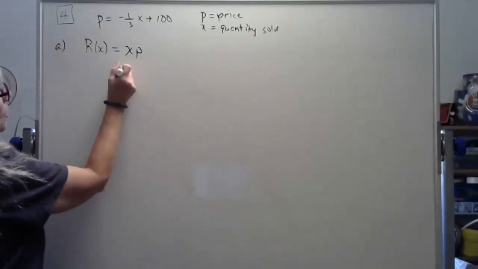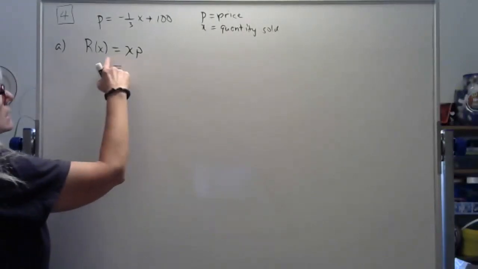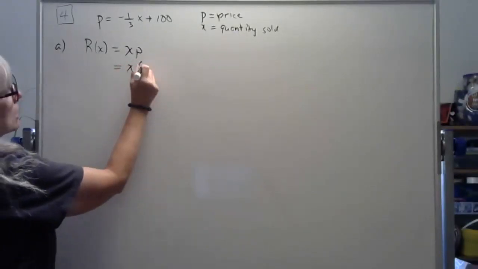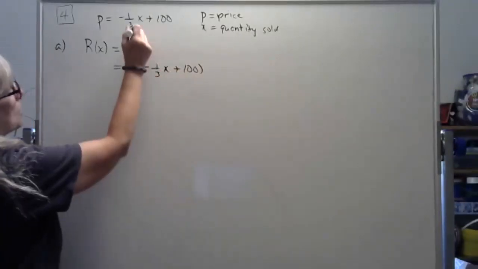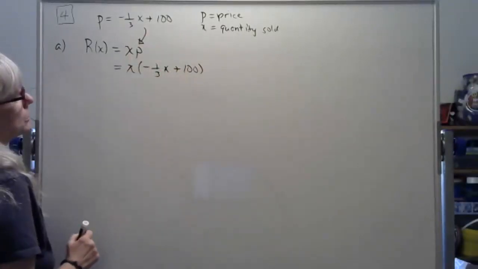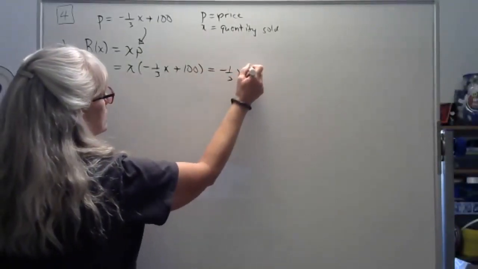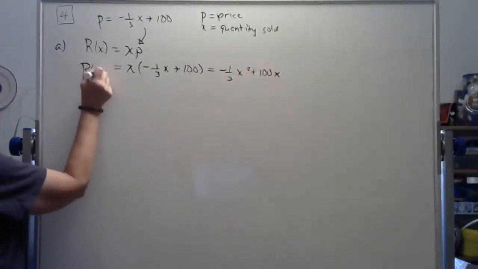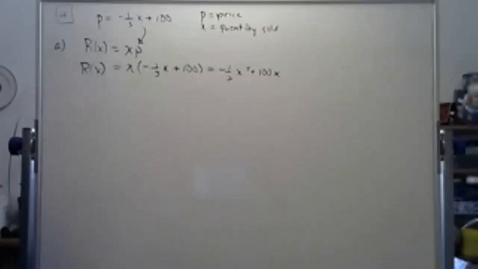So for us, all we have to do is a substitution because we need our revenue in terms of X, and revenue is equal to X times P. We're just going to substitute in for the P. So it's pretty straightforward. So in place of that P, we're going to plug in what the price is equal to. Well, now we can distribute. So that gives me a negative 1/3 X squared plus 100X. And that's R of X. So that's the answer to part A. They want us to write a revenue function. There's our revenue function. So that was pretty straightforward.